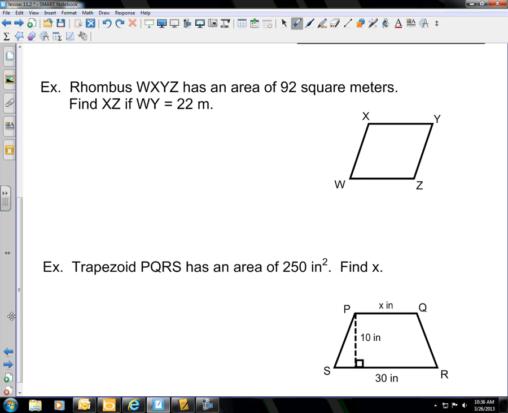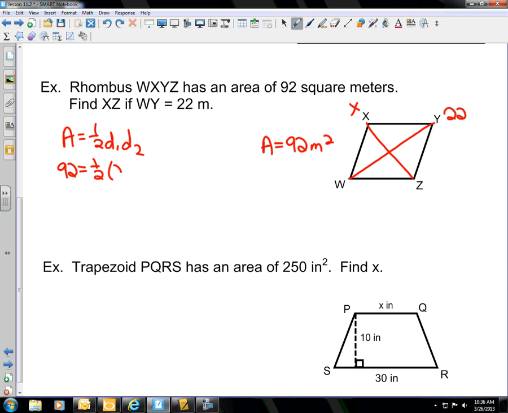Okay. All right. Here's another one. It says rhombus WXYZ has an area of 92 square meters. Find XZ if WY is 22. Okay, and I'm looking for XZ. I'm going to let it be X. Now we're working with the rhombus, so my formula is half diagonal 1 times diagonal 2. The area is 92. Diagonal 1 will be 22, and diagonal 2 is X.